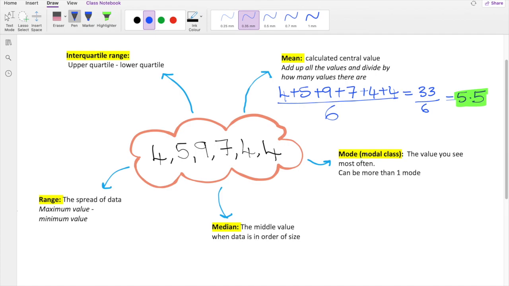The mode, or sometimes called the modal class if it's grouped frequency, is the value that you see the most often. Now, there can also be more than one mode. So you look at your data set and you look at the number that you see the most often, and in this example it is 4.